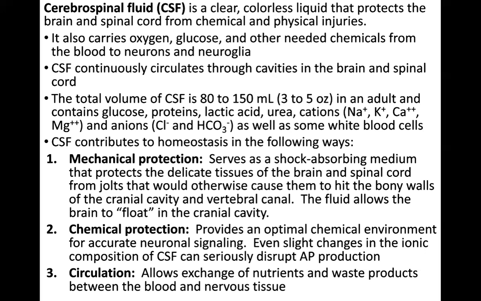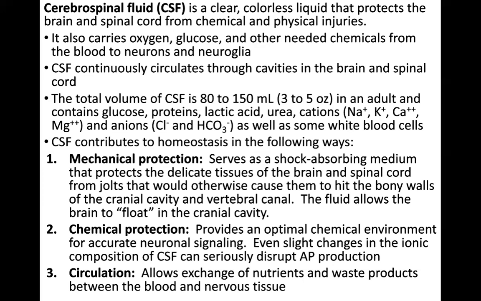That looks like it's cut off a little bit at the top. It's cerebrospinal fluid, CSF. This is a clear, colorless liquid that protects our brain and spinal cord from chemical and physical injuries. We talked about ependymal cells the other day, the cells that create and circulate this. It also helps to carry oxygen, glucose, and other needed chemicals from our blood to neurons and neuroglia. It circulates through cavities in our brain that we call ventricles, and in the spinal cord, in that little central canal, that little opening in the middle of the H that I was mentioning earlier.